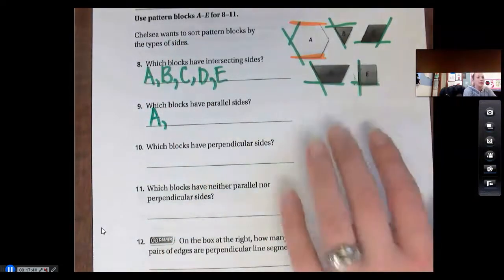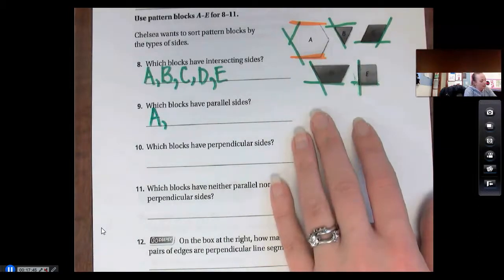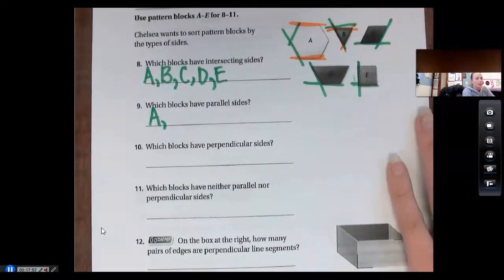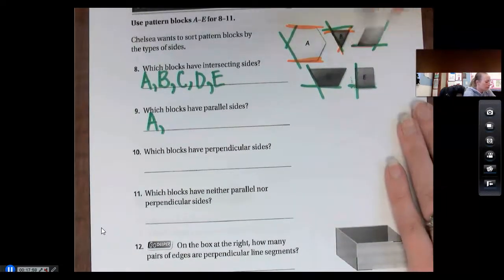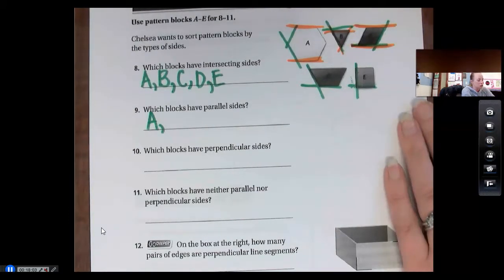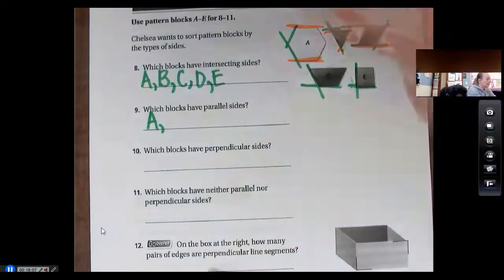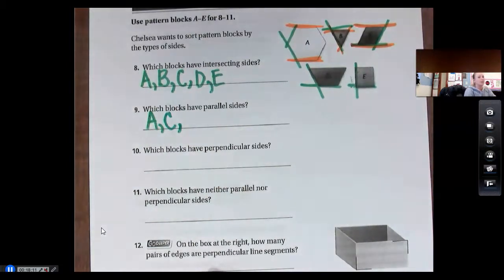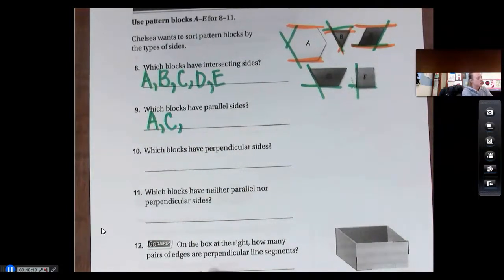What about B? Does it have any lines that will never ever touch? Well, these lines touch and these lines touch. B does not. It has all lines that intersect. Well, what about C? What about the top and the bottom? Will the top and the bottom ever touch each other? No. So C has parallel sides. Remember, parallel sides means it will never ever touch.